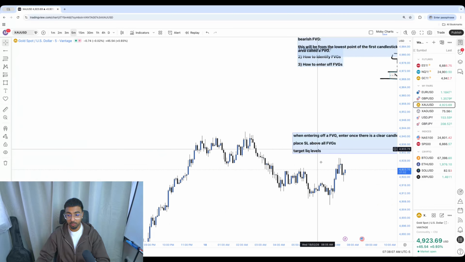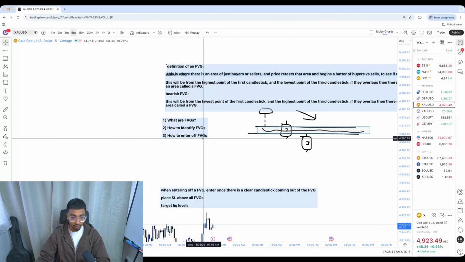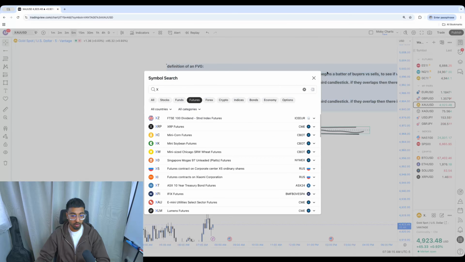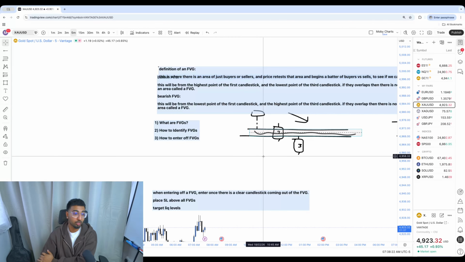So, just to tick everything off, we now know how to enter our fair value gaps. We now know how to identify fair value gaps, and we know what they are. I don't want to hear any excuses from you guys from now on that you are trading wrong with fair value gaps and you don't have good entries. Fair value gaps are literally one of the most important entry points within the markets.